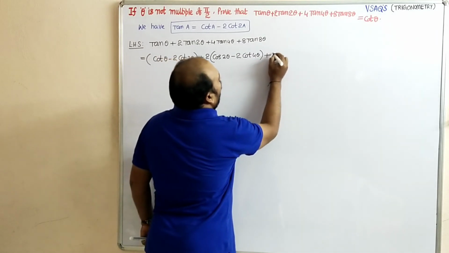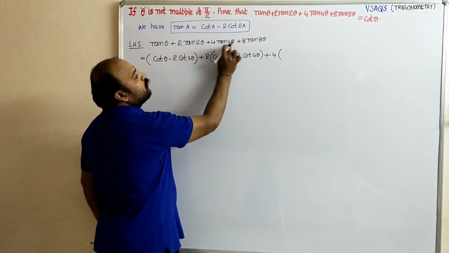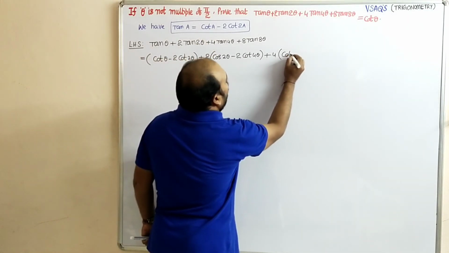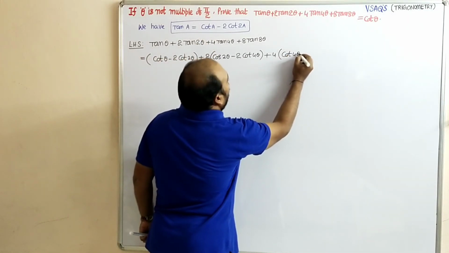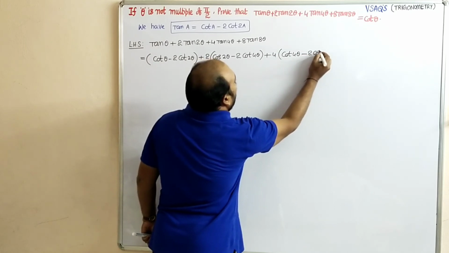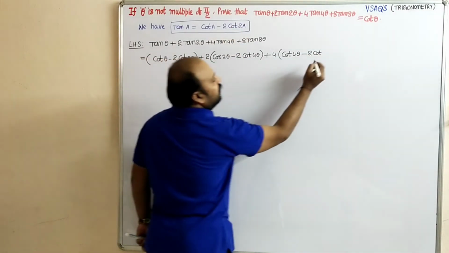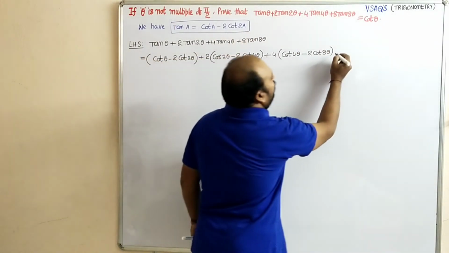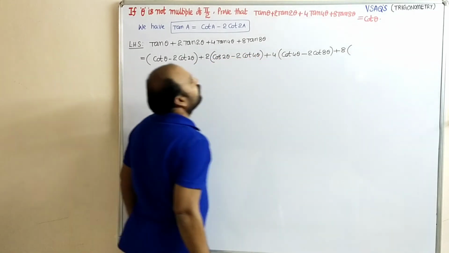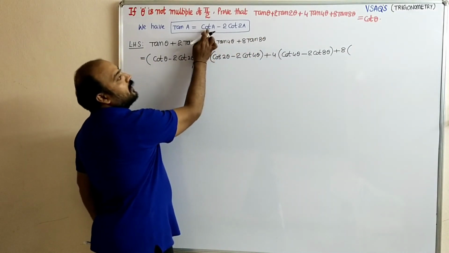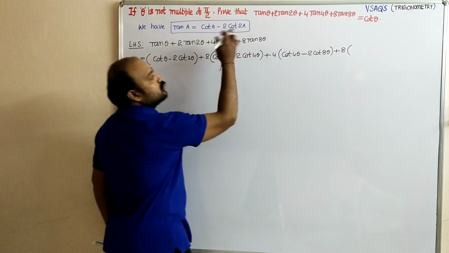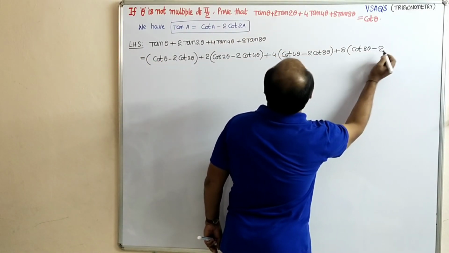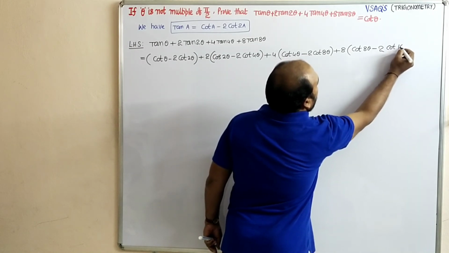Plus 4 into tan 4 theta, wherever A is there, 4 theta if you replace. So cot 4 theta minus 2 into cot 2 times of 4 theta, that is 8 theta, plus last one 8 into tan 8 theta. In place of A, 8 theta you have to write. So cot 8 theta minus 2 times of cot 16 theta.